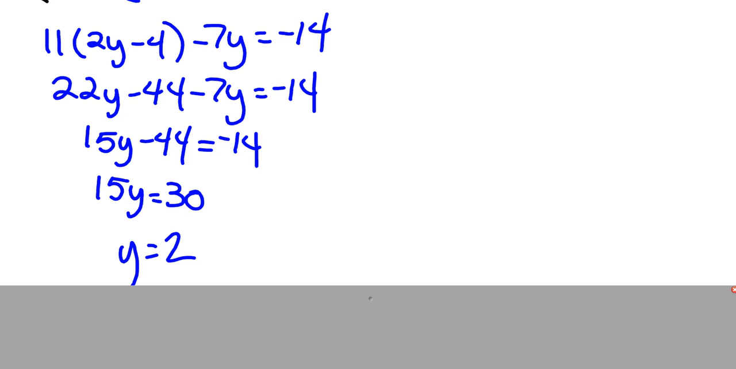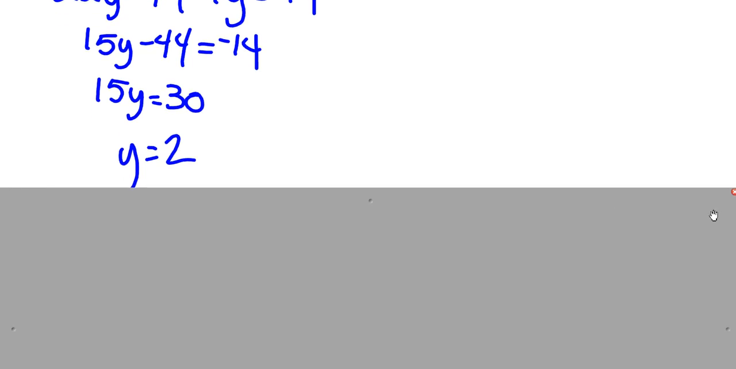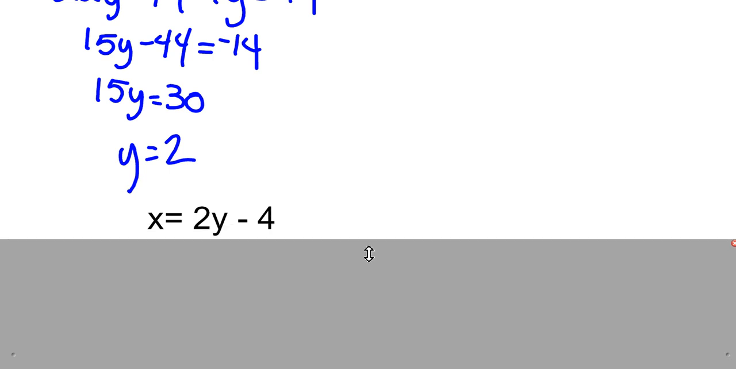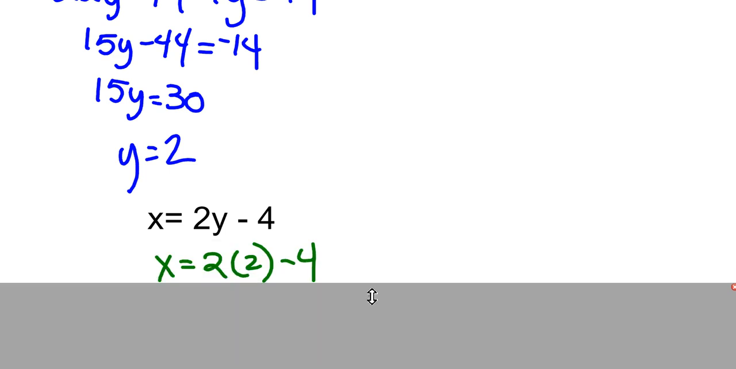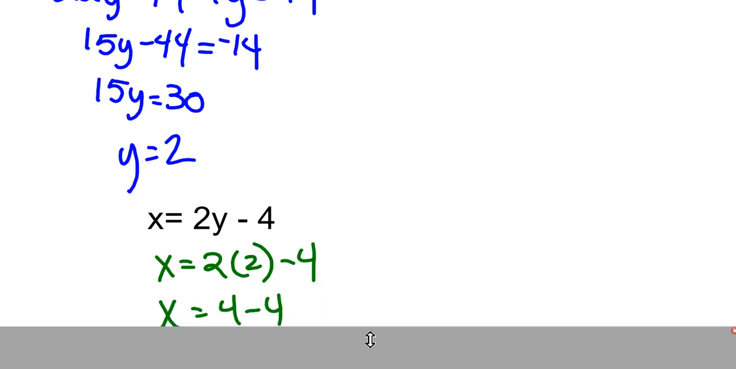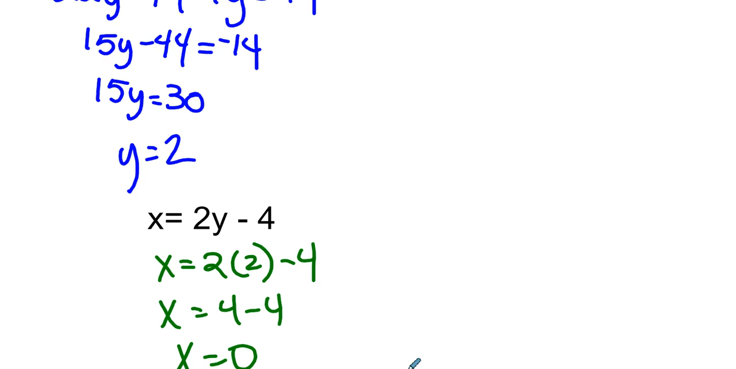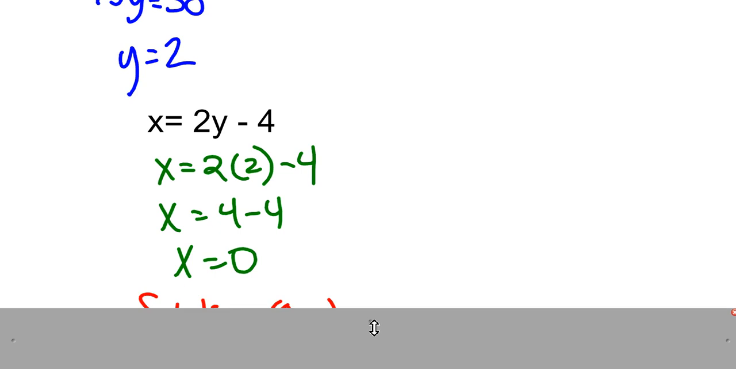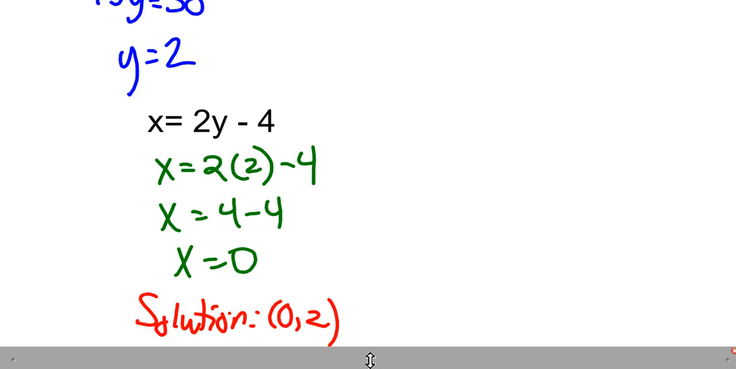Now remember, we're not done. We need to know the value for both variables. We know y, but we're missing x. We had an equation that x was equal to something, so let's take our value for y and substitute it in there and solve for x. So 2 times the value of y, which was 2, minus 4. Well, 2 times 2 is 4, and 4 minus 4 is 0. So this tells us that our x value is 0, and our y value is 2. So what's the solution? The solution is the coordinate 0, 2.